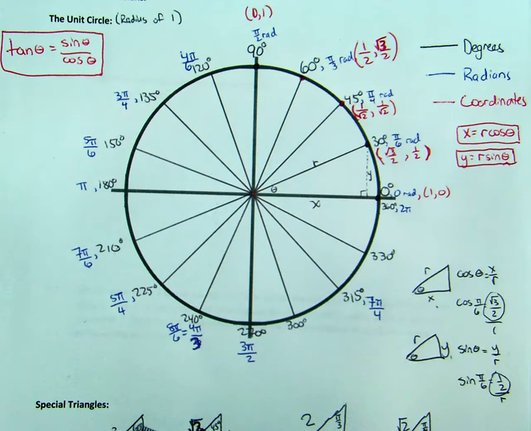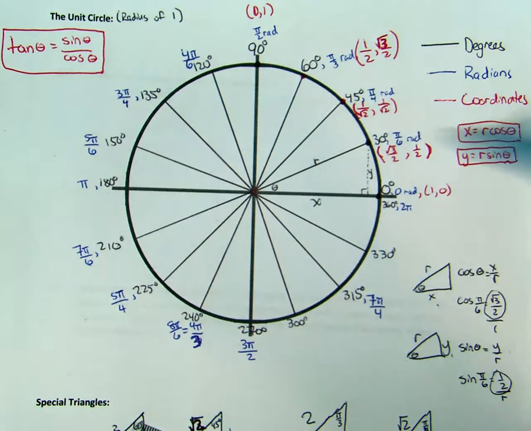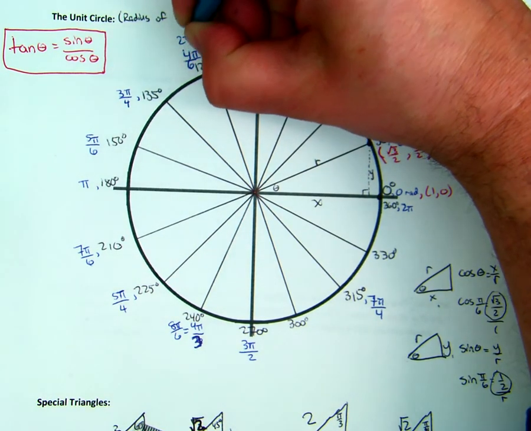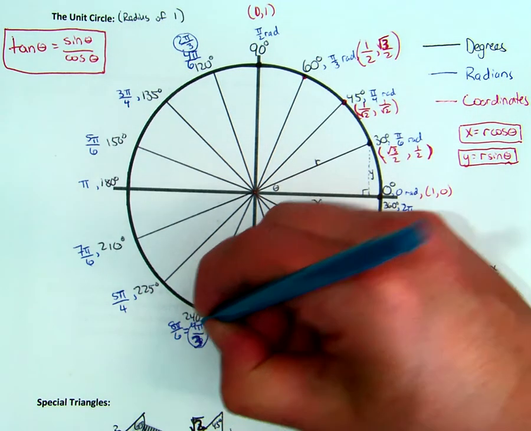4 pi over 3. Okay, I lost track of what I was doing here. This guy should reduce to 2 pi over 3. That's what you want there. 4 pi by 3, I wasn't reducing.